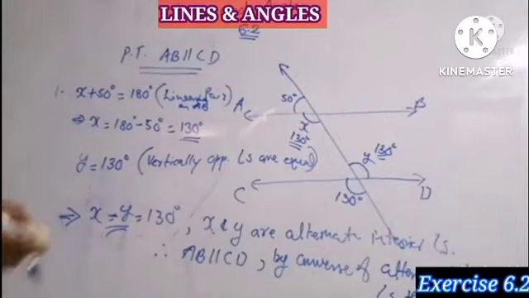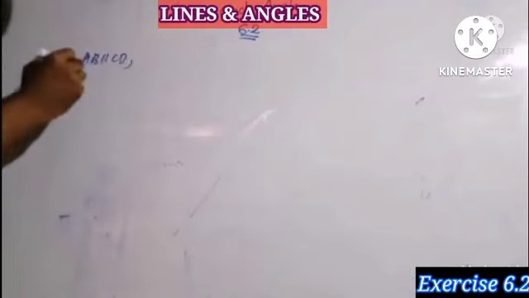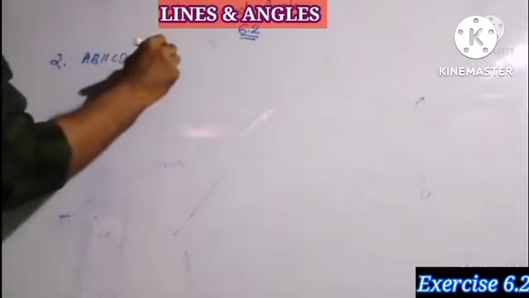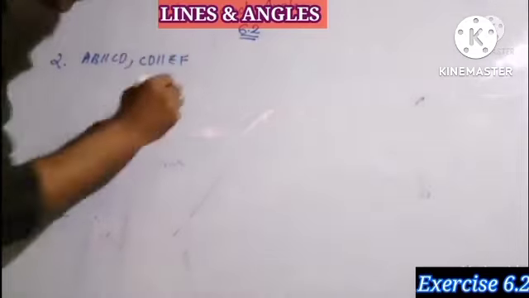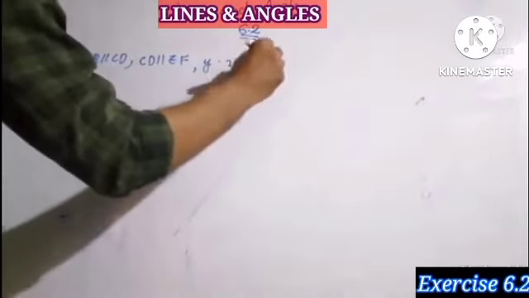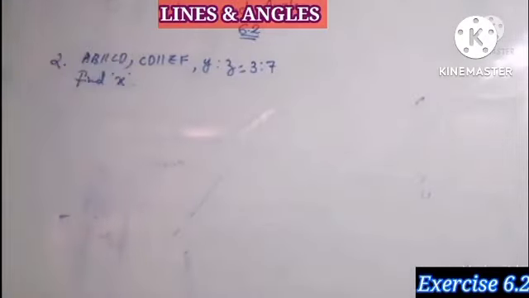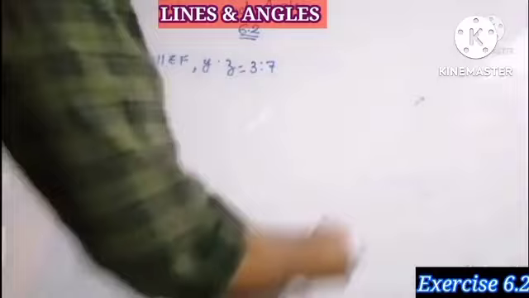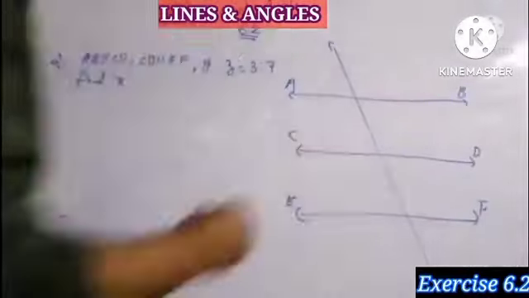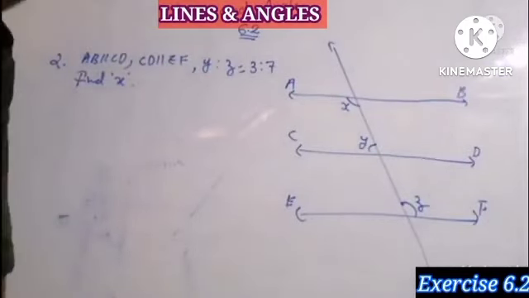Question number 2. In the figure, if AB parallel CD and CD parallel EF, and also y is to z equal to 3:7, find x. So this is the figure. Three lines are given and a transversal. These are the angles given. Here we have to find the value of x.